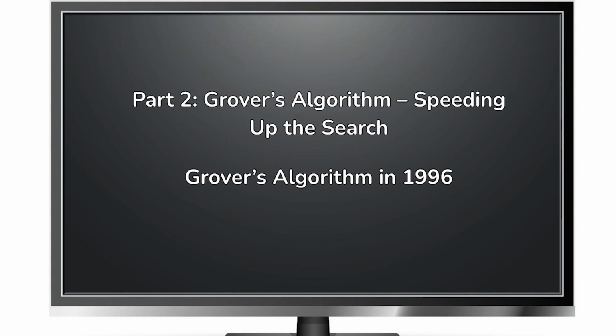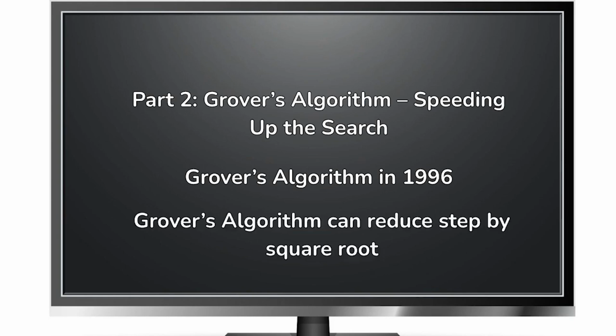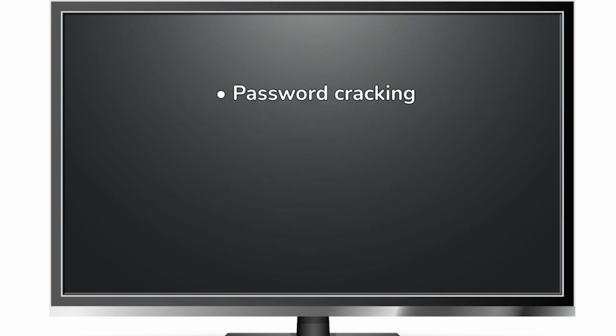On average, you'd need to check half the list. But Grover's algorithm can do it in square root of the time. So instead of 1,000 steps, it might take only 32. That's not as dramatic as Shor's exponential speedup, but it's still a big deal. And it applies to a wide range of problems, like password cracking, database searching, and constraint satisfaction problems.